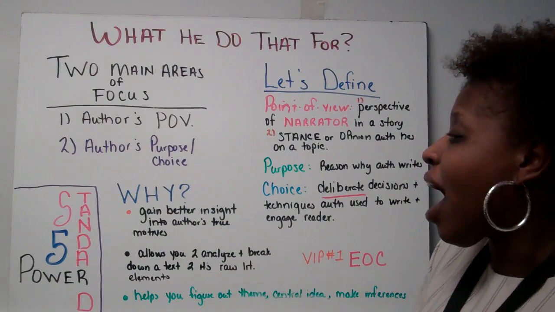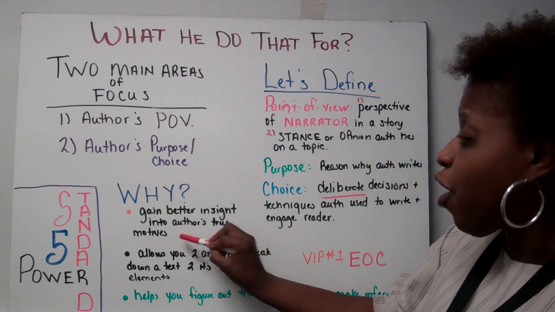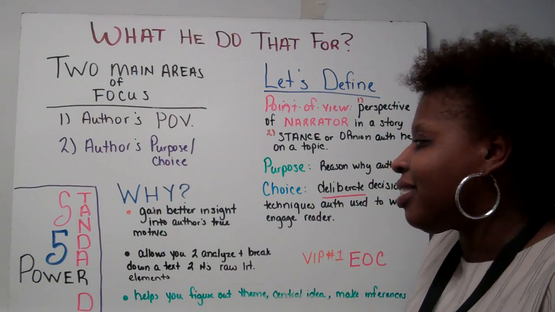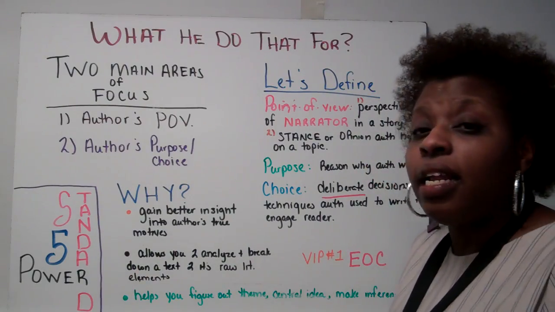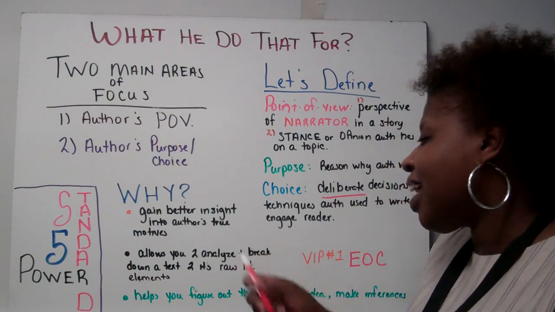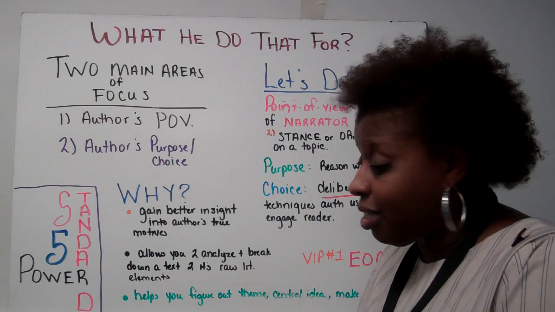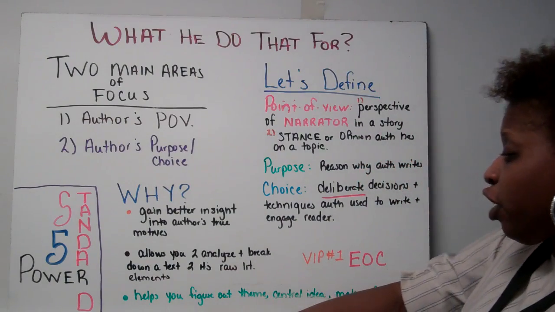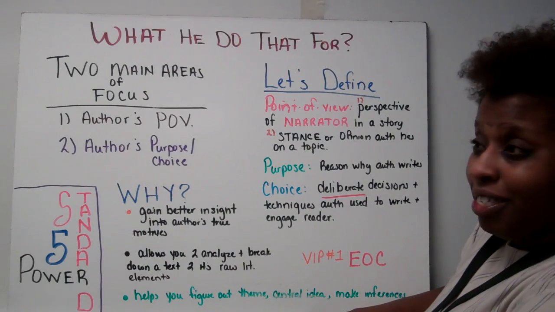So, why do we need to learn about author's POV, purpose, and choice? Well, firstly, we want to gain better insight into the author's true motives. And then it allows you, the reader, and the decipherer, to analyze and break down a text to its rawest literary elements. Lastly, it helps you figure out the theme, central idea, and make better inferences.